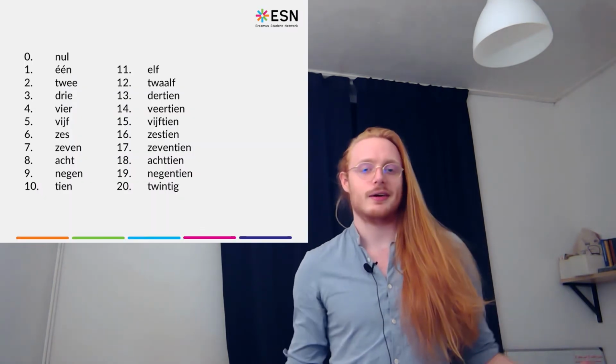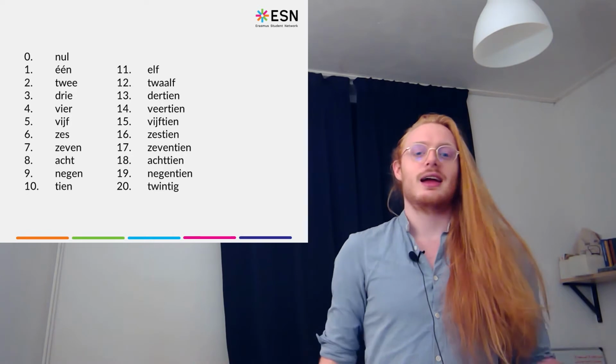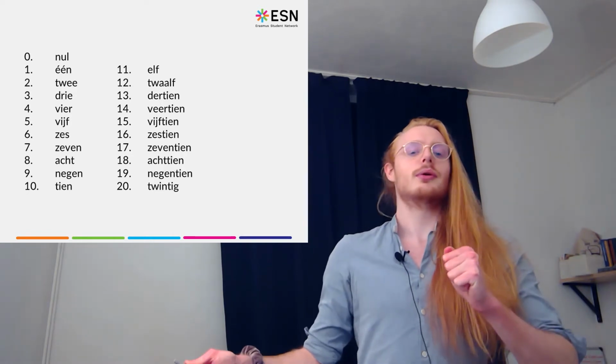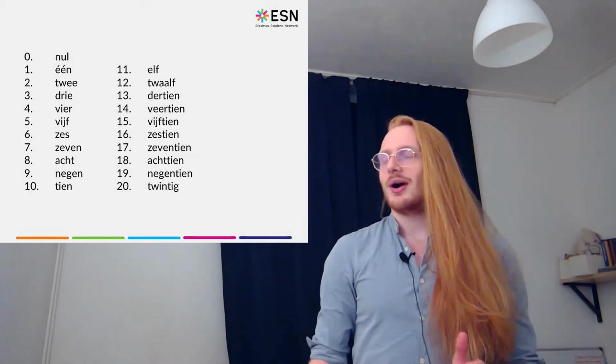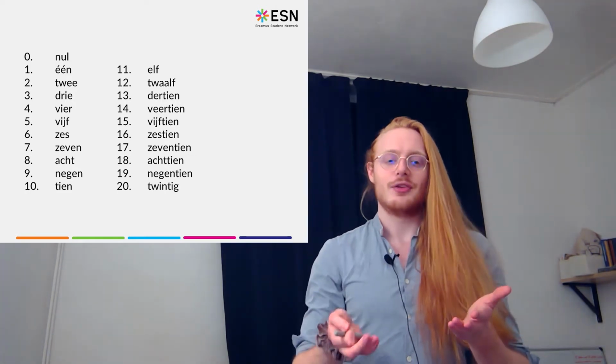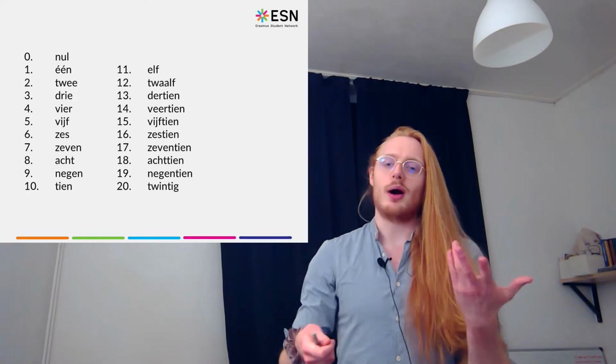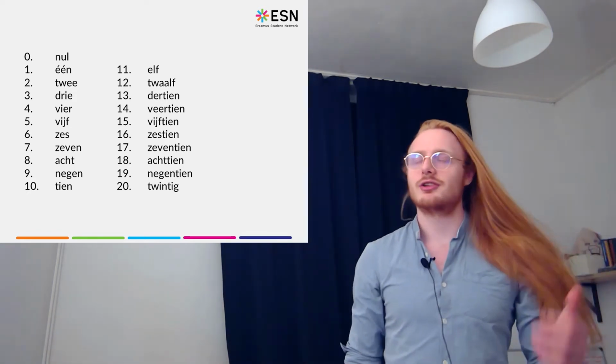First, the numbers. The numbers in Dutch from 0 to 20 just have names, and you need to know the names. So let's go through them real quick. I hope you know the names of the numbers in English. I will just speak out the names of the ones in Dutch twice, so you can hear them twice.